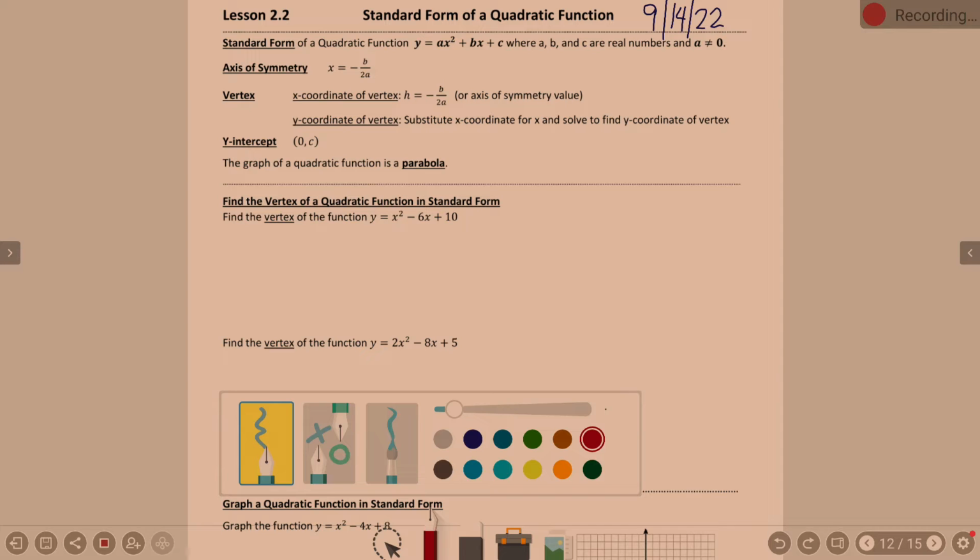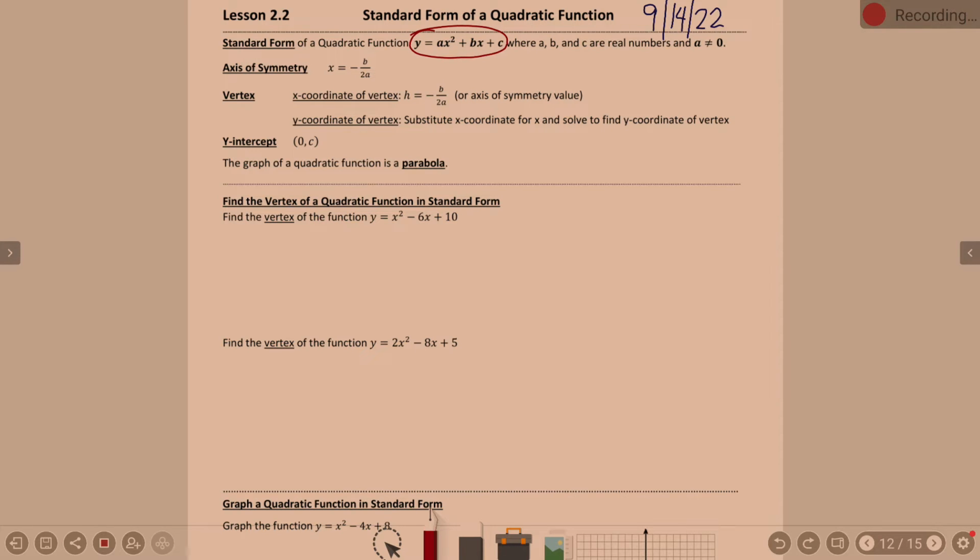Lesson 2.2, you'll notice it says standard form of a quadratic equation. If you look back at your 2.1 notes, 2.1 was vertex form. So one form of the equation you need to be familiar with is the vertex form. The second form you need to be familiar with is standard form. And so standard form of a quadratic equation is this: y equals ax squared plus bx plus c. Okay, these are the two basic forms we use.